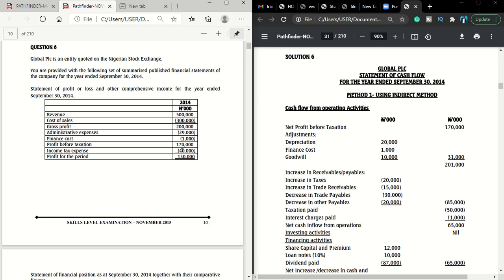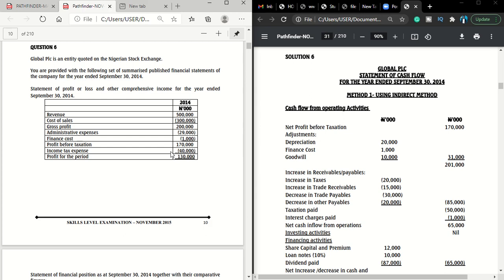So I did not have profit before interest and tax, so I will go with what I have, profit before tax. So what is my profit before tax? 170,000. This is it, 170,000. Now the question is this. For me to get this profit before tax of 170,000, there are some non-cash items that must have been added, while some non-cash items must have been deducted. So we need to adjust for it.